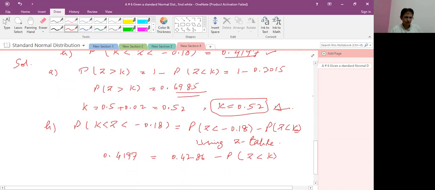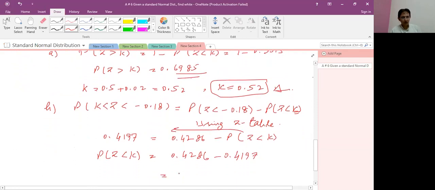So it means probability of Z is less than K, which is equal to, we will shift this value, 0.4286 minus 0.4197, and find the result with the help of calculator. This one is 0.0089. Z is less than K.